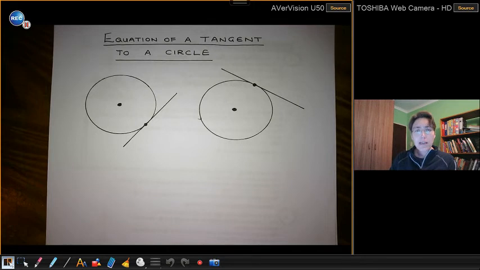So we've been discussing circles in analytical geometry and how to find the equations of circles. The second most important work that we're going to be doing is how to find the equation of a tangent to a circle.